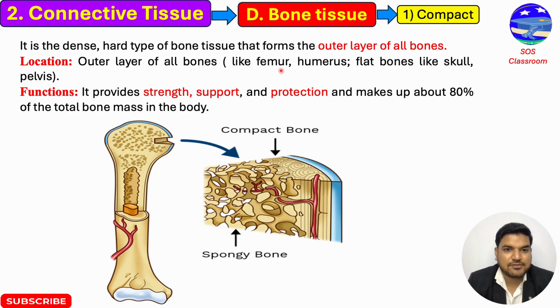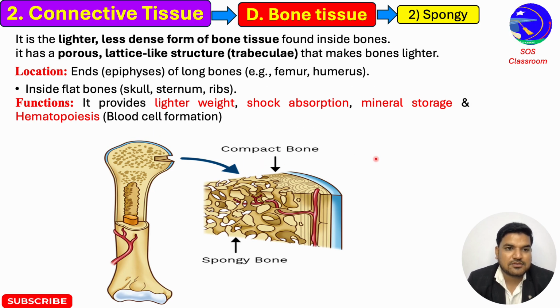It forms the outer layer of all bones, like the femur and humerus, and flat bones like the skull and pelvis. What is the function of compact bone? It provides strength, support and protection, because compact bone is harder than spongy bone. Spongy bone has spaces within it, but compact bone doesn't have any spaces. It also makes up about 80% of the total bone mass in the body. It means compact bone forms 80% and spongy bone forms 20%.